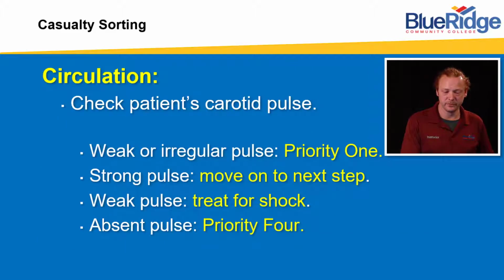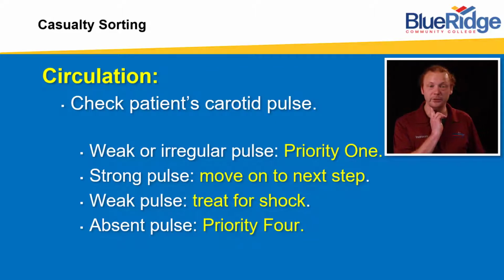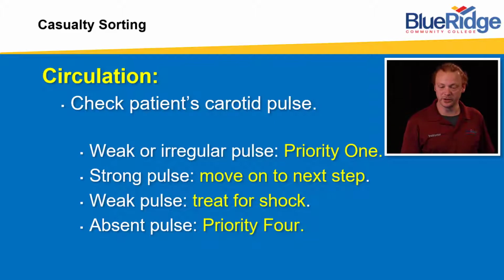The best method for checking for circulation is the patient's carotid pulse. If the carotid pulse is weak or irregular, tag the patient as a level 1 with red tape. If the carotid pulse is strong, or if a radial pulse is present, move on to the mental status observation. Treat patients with weak carotid pulses for shock. You can elevate their legs to help return as much blood as possible to their core, to their brain, lungs, and heart. Assist with bleeding control, or ask one of the walking wounded to help you with that. If the carotid pulse is absent, tag the patient as a priority 4 or deceased with black tape.